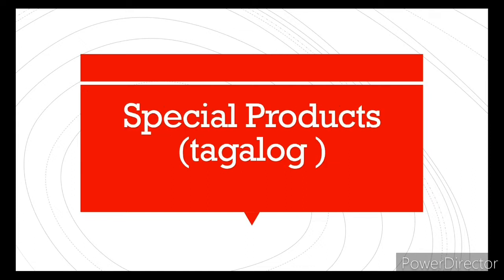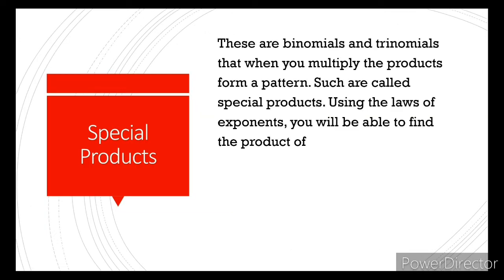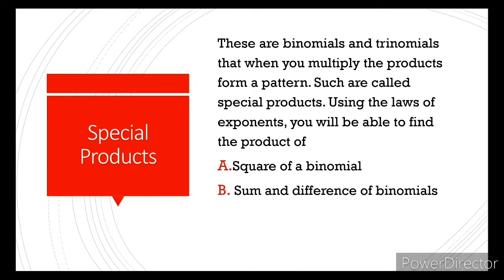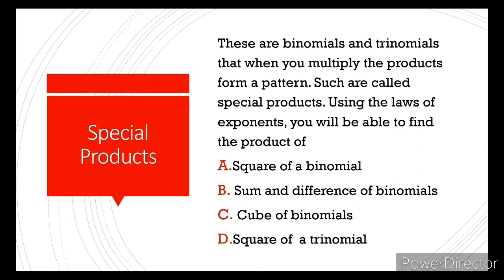So for our lesson for today, we're going to discuss special products. These are binomials and trinomials that, when you multiply, the products form a pattern. Such are called special products. Using the laws of exponents, you will be able to find the product of (a) a square of a binomial, (b) sum and difference of binomials, (c) cube of binomials, and (d) square of a trinomial.